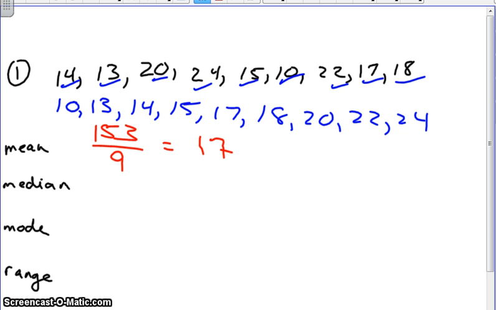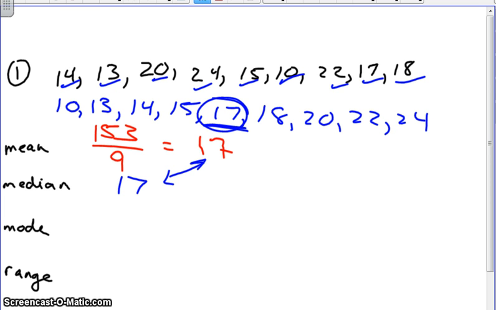Okay, I'm going to have to pause the video. Find the median. Because there are 9 values in this set, you simply had to say 9 divided by 2 is 4.5. 4.5 rounds to 5. So the middle data is 1, 2, 3, 4, the 5th one, right? 17, which matches perfectly with our mean, which is nice. The mean and median don't always match perfectly.